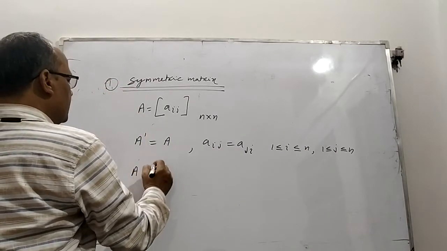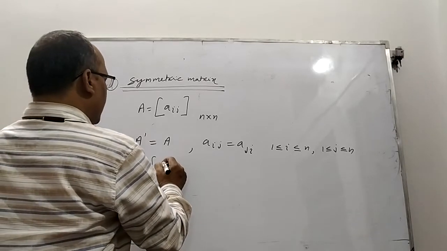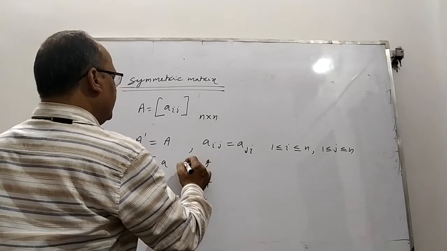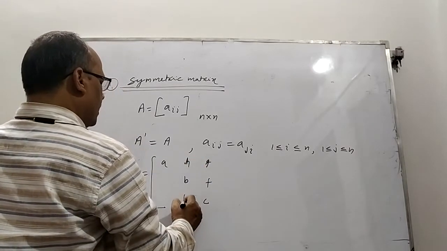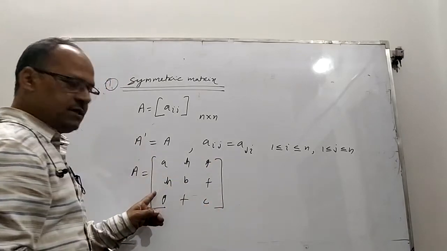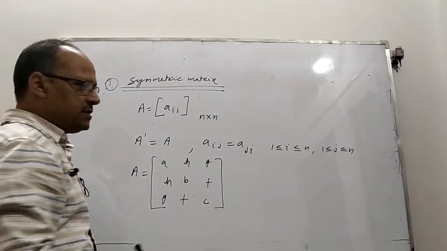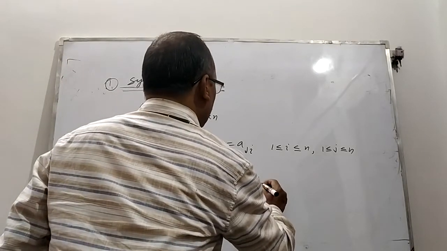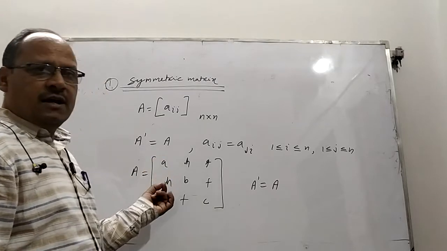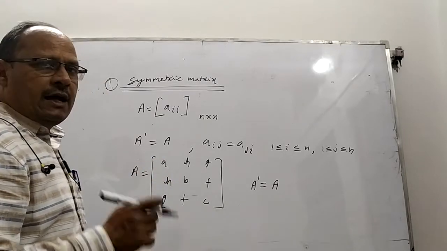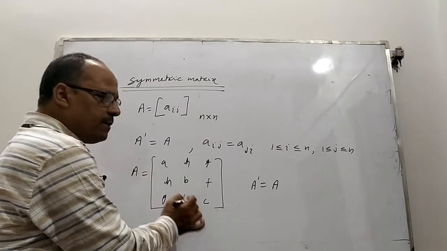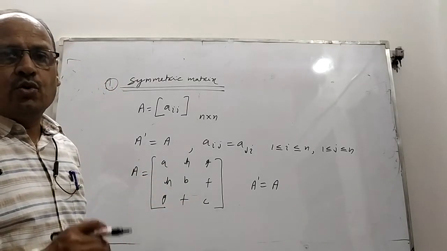Suppose you see this: A, B, C, F, G, H. Here F, G, H. If you transpose this, you will get the same matrix. So you can say this is the symmetric matrix. In the symmetric matrix, at least one of the diagonal elements is not equal to 0.